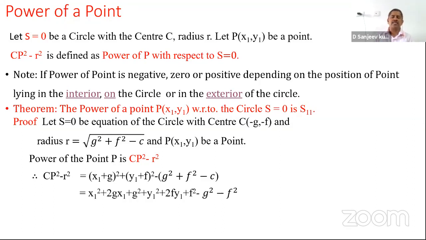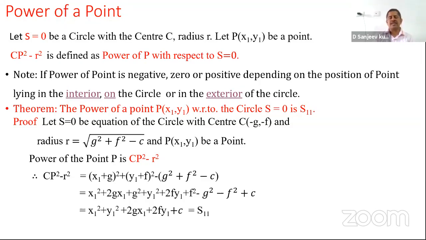So you can cancel off g² and f². The g² will cancel to minus g², the f² will cancel to minus f². You will reduce the equation to simply x1² + y1² + 2gx1 + 2fy1 + c = 0.